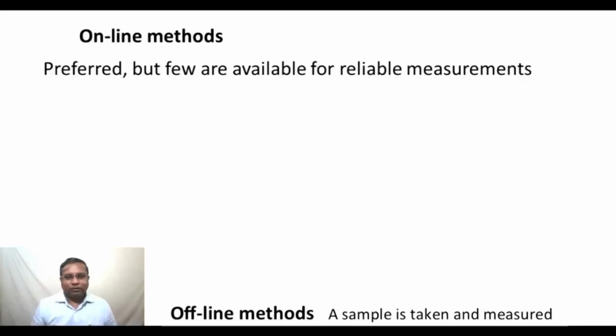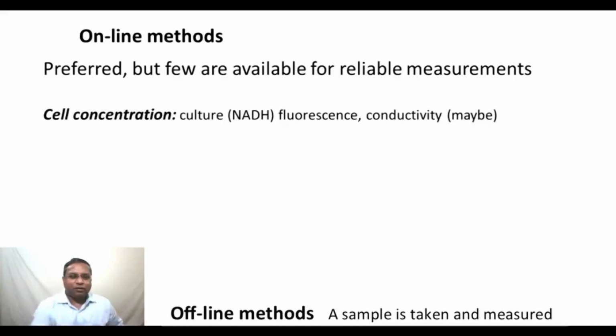They are of course preferred because they are measured at the point of interest without disturbing the bioreactor. So the best view or the best information comes from online methods. But few are available for reliable measurements, and that becomes the difficulty with online methods. For example, if we look at measuring cell concentration, there are a few online methods.